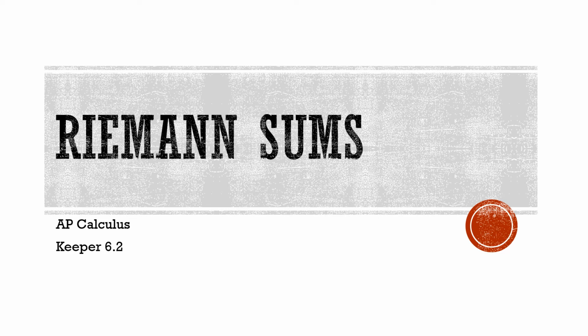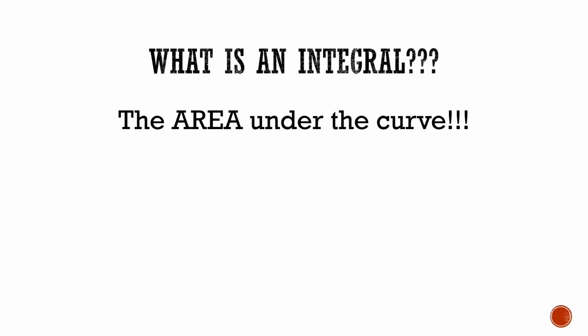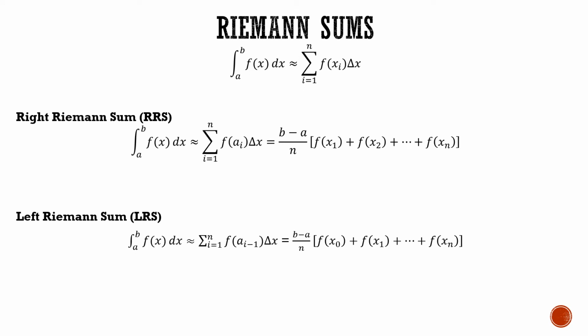Keeper 6.2, Riemann Sums. All right, so the main question we need to ask ourselves is, what is an integral? Well, the integral is simply the area underneath a curve. So if you have some curve, it's the area from the curve to the x-axis. It also tells you how much you have accumulated or how much you've lost from one point to another point. And again, it's just the derivative backwards. All right, so a Riemann sum is a way of approximating an integral.